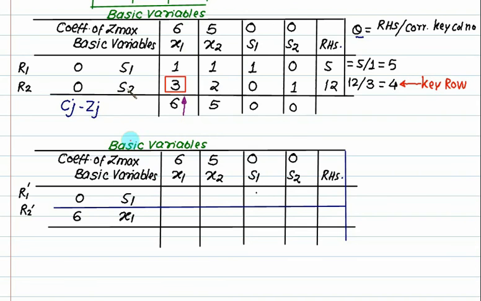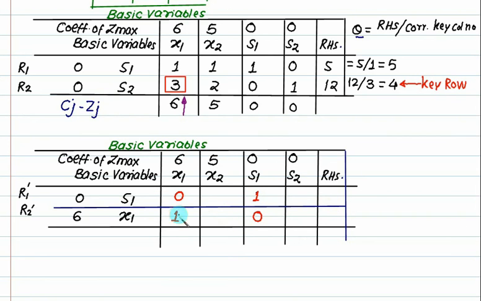And S1 is the same because there is no key row or key column inside this one. Only the pivot element is this one, so S2 is replaced by X1 and the coefficient of X1 is 6. Since S1 is here, you make it equal to 1. That is compulsory. This one is X1 and this one is X1, so it must be an identity matrix. So you place 0 and you place 0.